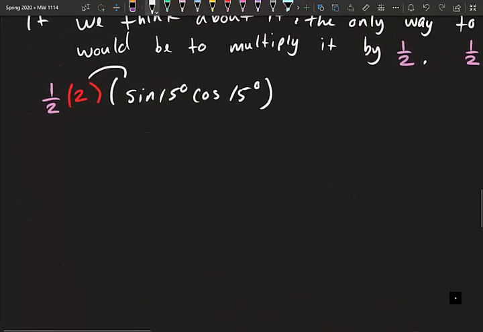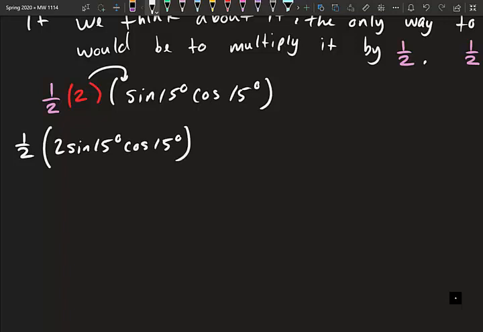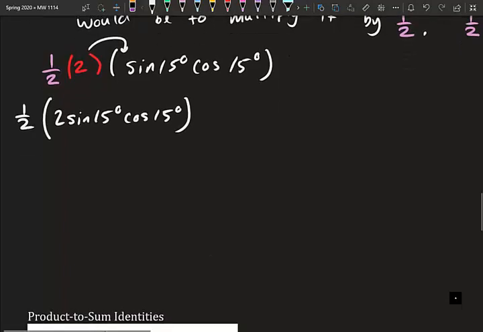I'm going to distribute that only the 2 out because we need that double angle. So we have 1/2 times 2 sine 15 cosine 15. You see how it's starting to look how we need it to look? And then we use our identity because this is our identity now.